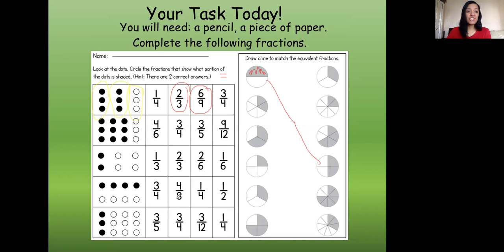Remember, this is practice. Today we're just reviewing fractions. Tomorrow we will review something else, okay? So great job. If you have any questions, please let me know, and I will see you next time.